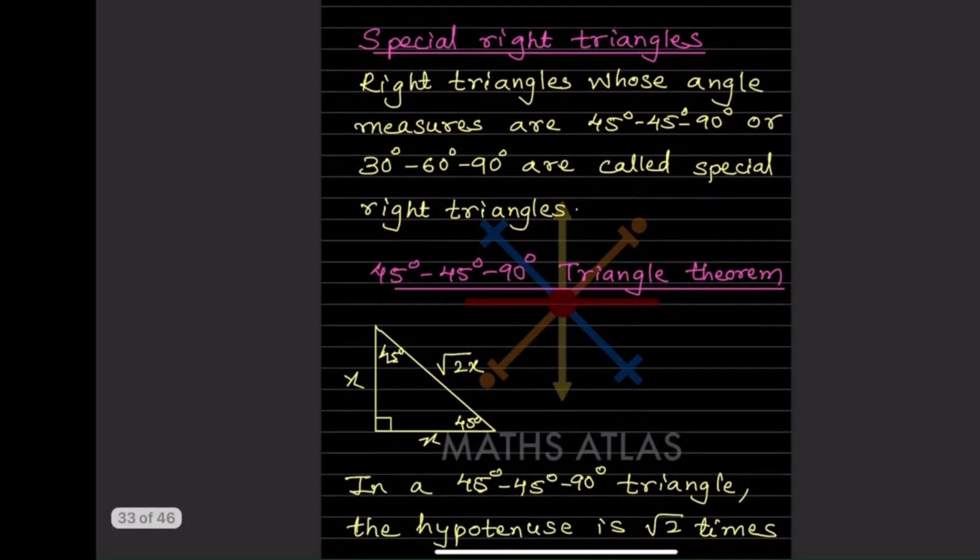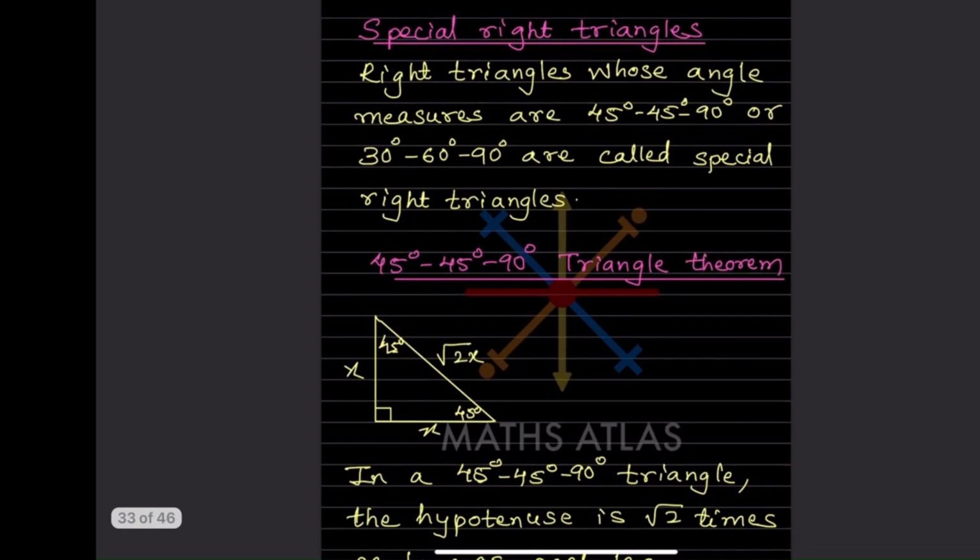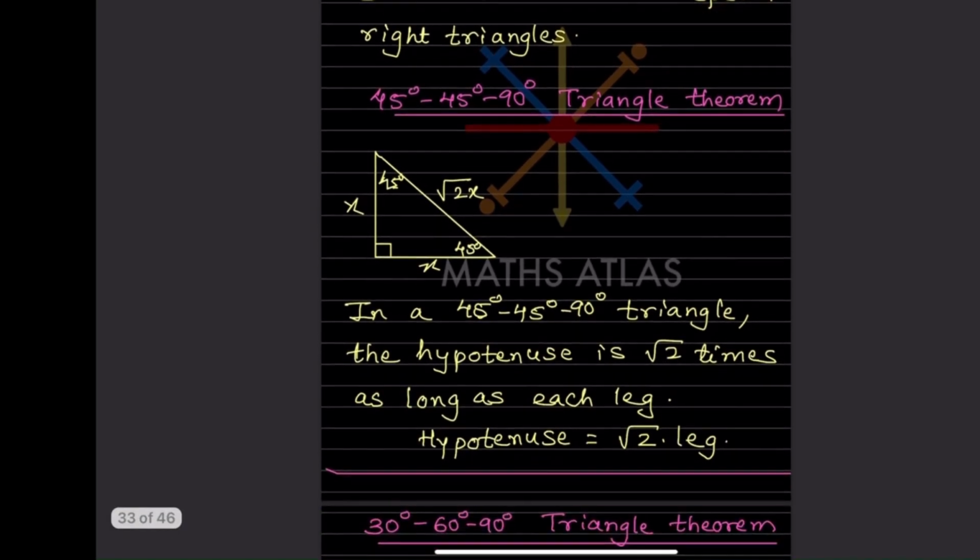Now the special right triangles. Special right triangles means right triangles whose angle measures are the special ones, 45, 45, 90 or 30, 60, 90. So here 45, 45, 90 means this is 90 and both of these are 45. In a 45, 45, 90 triangle, the hypotenuse is root 2 times as long as a leg. So the hypotenuse is root 2 times the length of the leg.